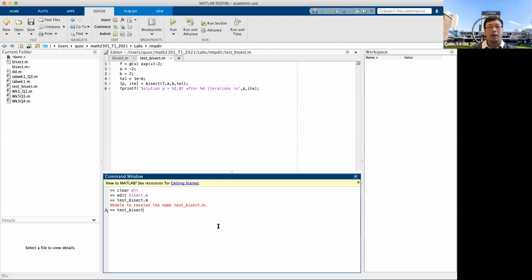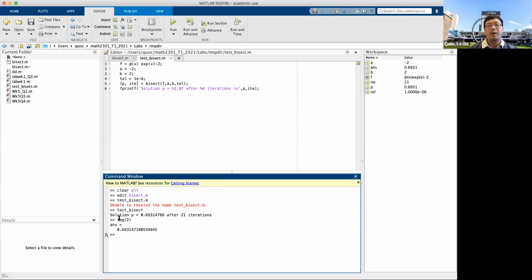No. I don't have to write .m. Okay, so I found a solution. So how do we know this is correct or not? Well, the solution of e to the x equal 2 is just logarithm of 2, right? Yeah. So it is close.